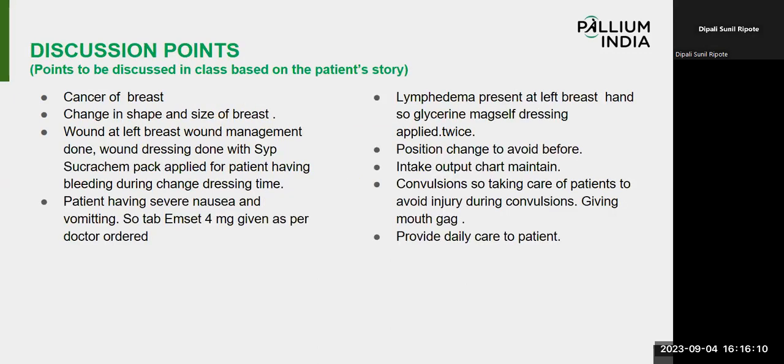Discussion points. Cancer of the breast, change in shape and size of the breast, wound at the left breast, and wound management done. Wound dressing done with Sucrachem syrup pack applied, as the patient had bleeding during dressing change. Patient having severe nausea and vomiting, so tab Emset 4 mg given as per the doctor's order. Lymphedema present at the left breast, and Glycerin Magnesium sulfate dressing applied twice.